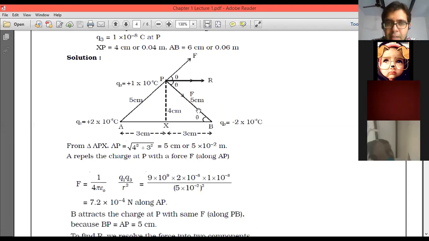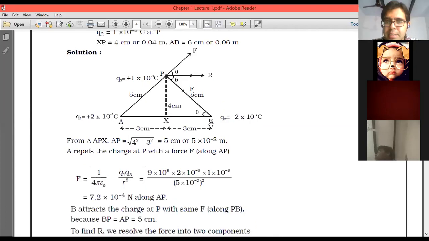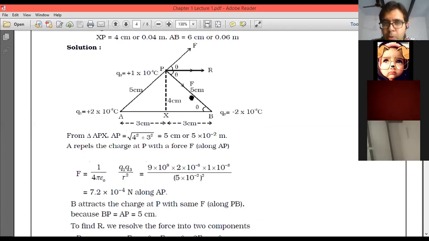Now we need to find the force on the charge present at P due to the charge present at B. Since they are having equal and opposite signs, the charge which is present at B will be attracting the charge which is present at P. So the direction of force on the charge present at P due to the charge present at B will be from P to B, since they are having opposite signs. That's why it will be attracting it.